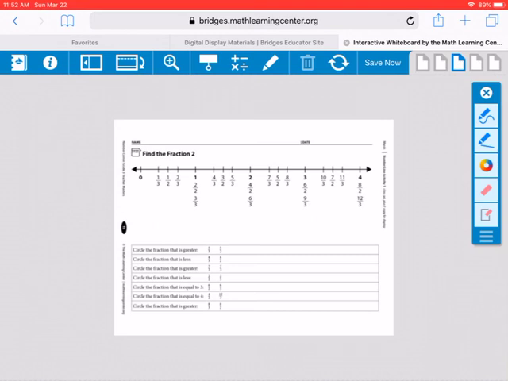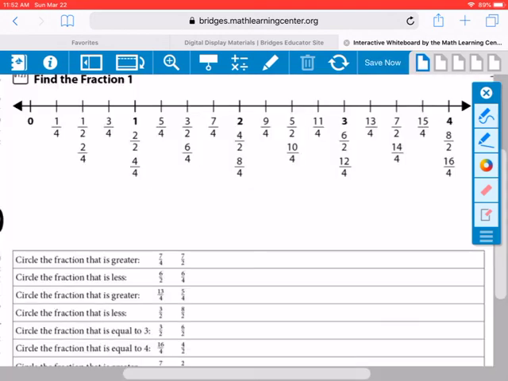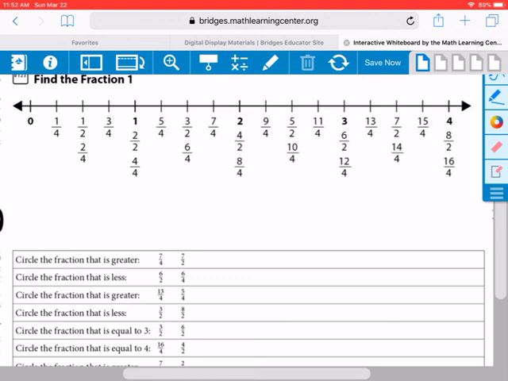Let's take a look at another number line. That's my thirds. There is my fourths number line. So let's compare, or let's see which fraction is greater. You can see that on this number line there are fourths as well as halves marked. So if I wanted to circle the greater fraction, 7/4 or 7/2, I would have to find them on the number line.